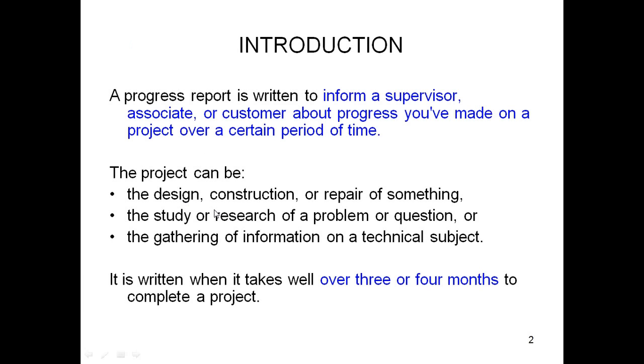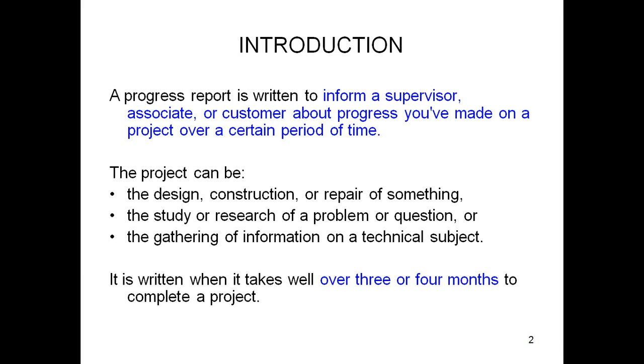In this tutorial, I would like to share with you another type of informational report, which we call a progress report. A progress report is done when there is an ongoing project, and usually the project will take a few months. This progress report is written to inform our supervisor, our associate, or our customer about the progress we have made on a project over a certain period of time.